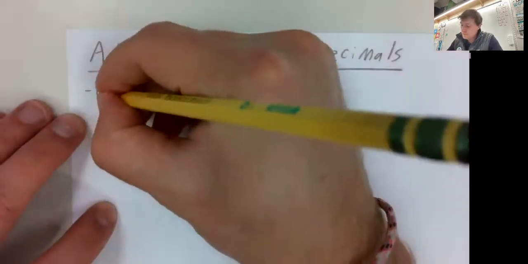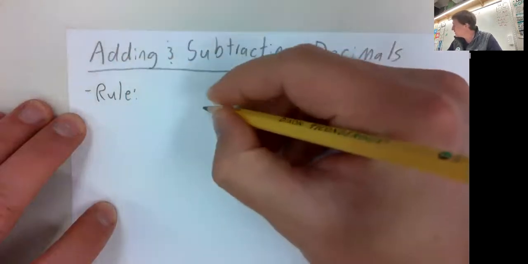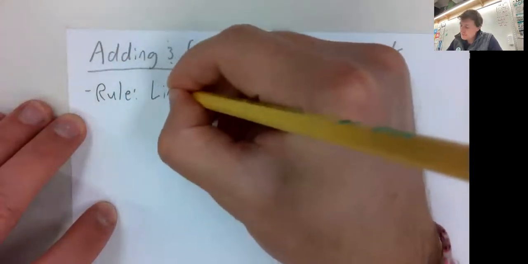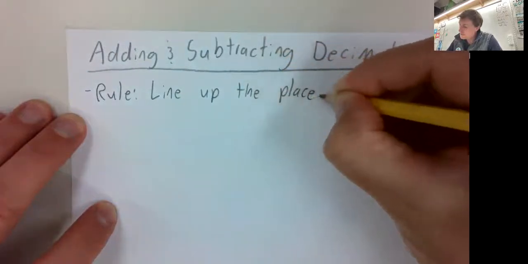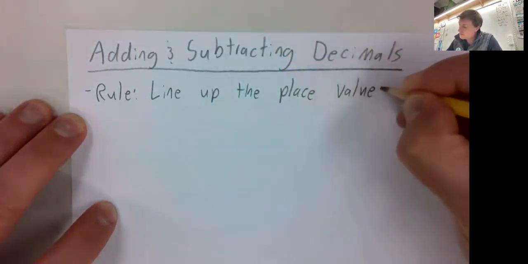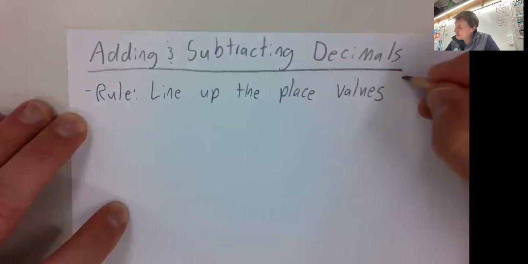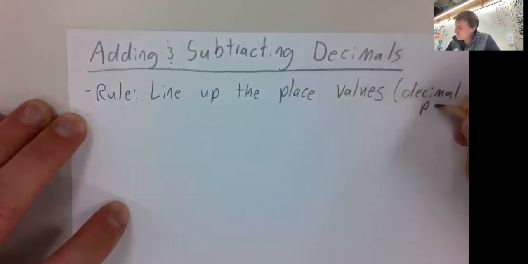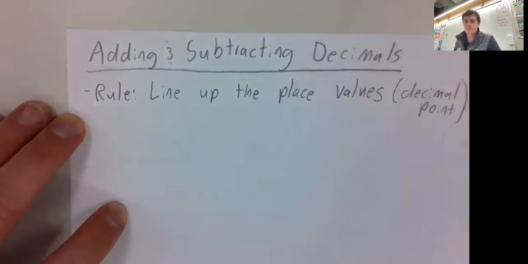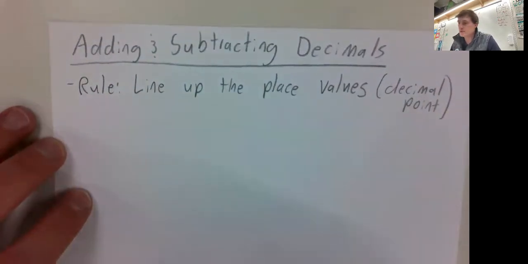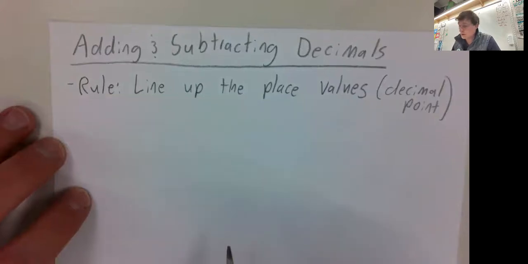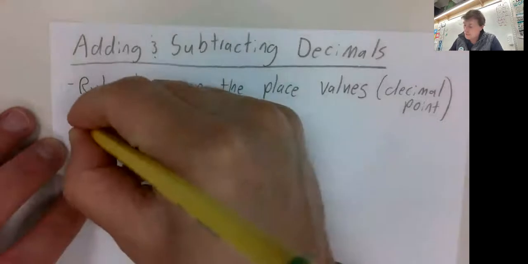That rule is we line up the place values, including the decimal point. So now that we have an understanding what those place values are, we're going to put those to work when we're adding and subtracting decimals. Let's go right into our first practice problem.